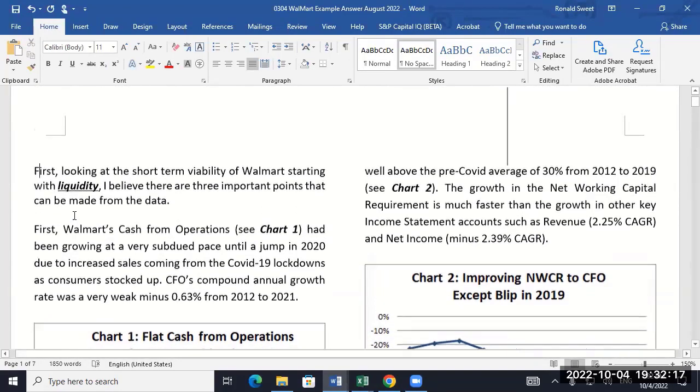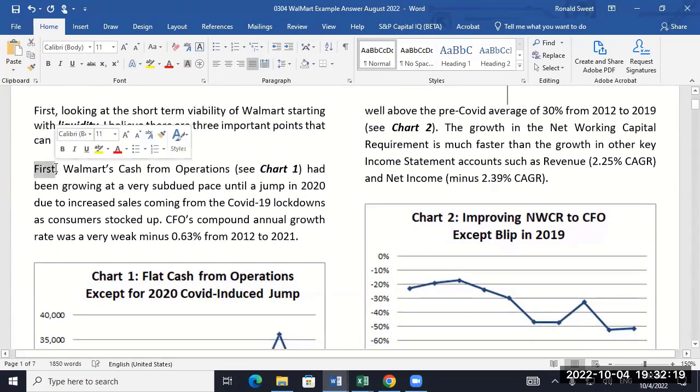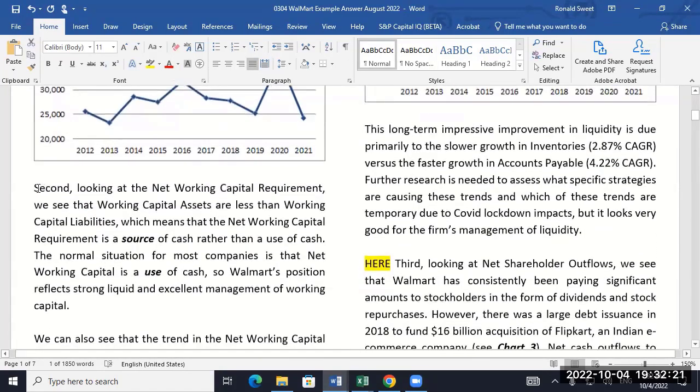You can switch as well. So I even have it numbered. You've got 3 things you have to do here. It even says first, second, and third.